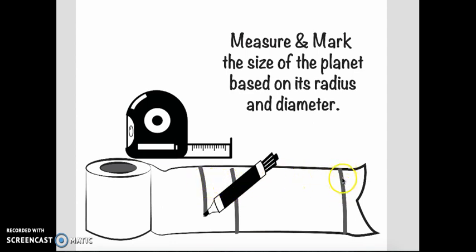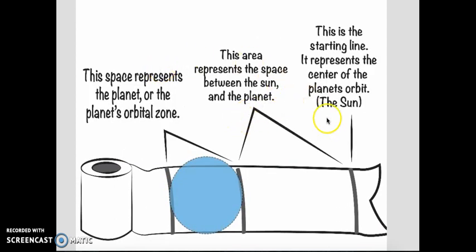So, this first line represents our Sun. This gap in between would represent the distance between the Sun and the planet. And then these next 2 lines would represent the zone within which the planet would fall. And again, here's just a more clear example of our starting line being the Sun. This is the distance between the Sun and the planet. And then this zone here would represent the space, the planet's orbiting zone.